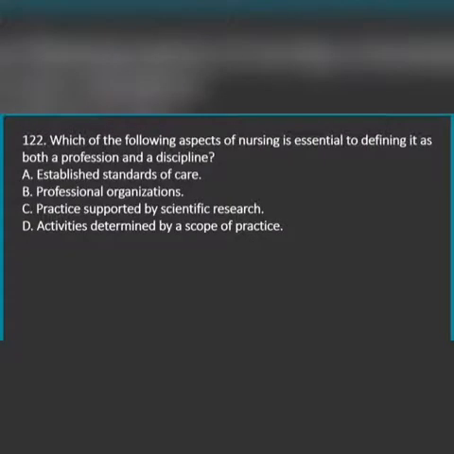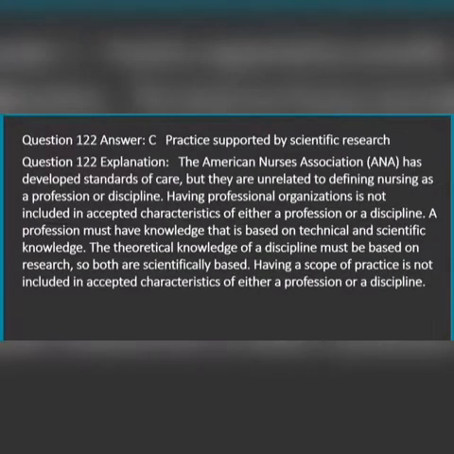Question 122. Which of the following aspects of nursing is essential to defining it as both a profession and a discipline? A. Established standards of care. B. Professional organizations. C. Practice supported by scientific research. D. Activities determined by a scope of practice. Question 122. Answer: C. Practice supported by scientific research.